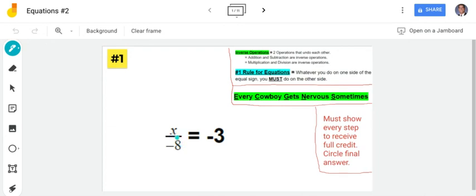Okay, in this equation, I have x over -8. You see the horizontal fraction bar. That's x divided by -8 equals -3. I can read that horizontal fraction bar as "divided by."